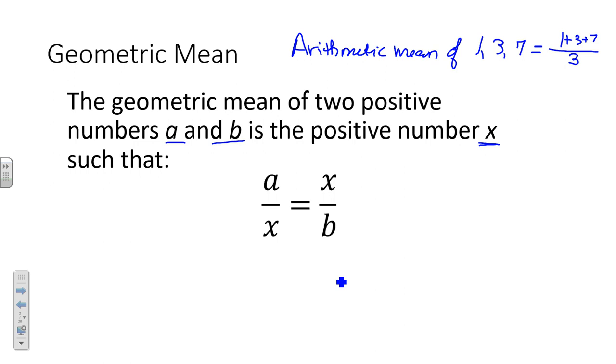So this is called the geometric mean, and it is not the middle. It is the number that when you square it, it's equal to the product of the other two numbers. So if a and b are the two numbers I'm trying to find the mean of, I end up writing it as a proportion: a over x equals x over b. It'll be okay for now.